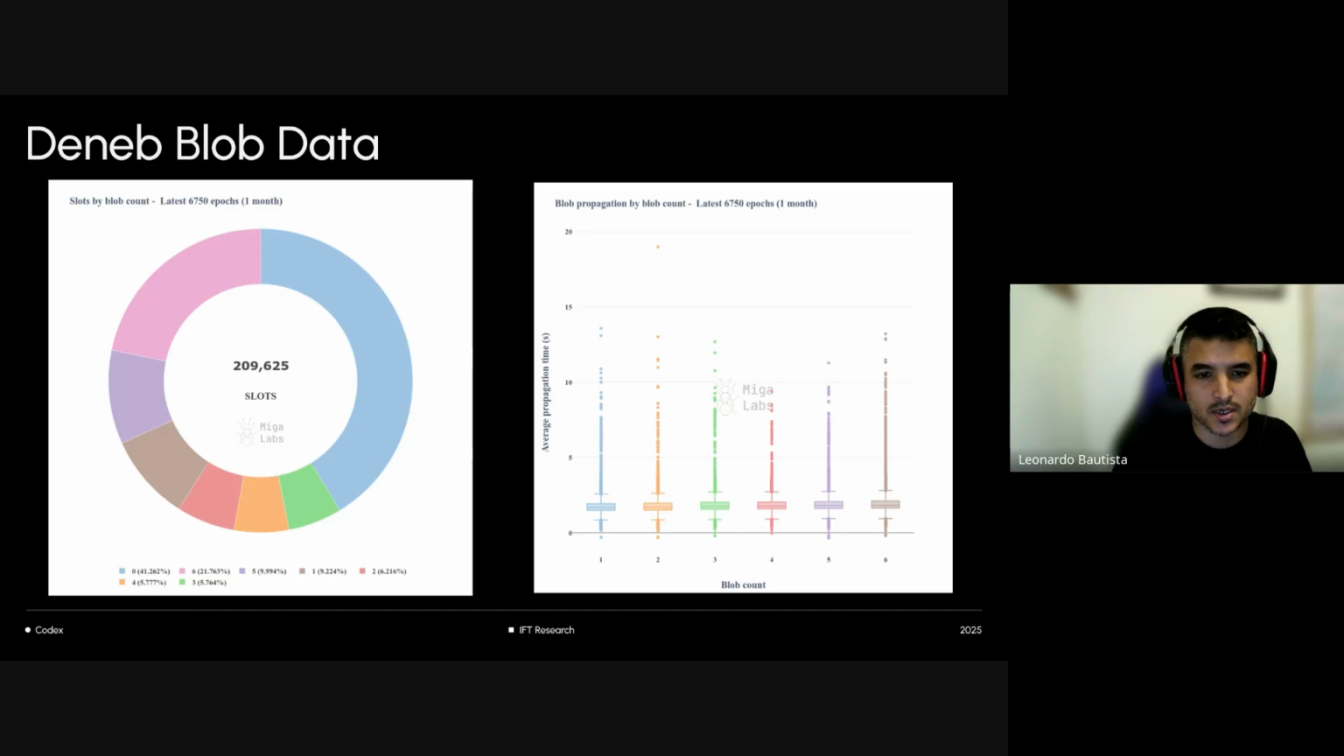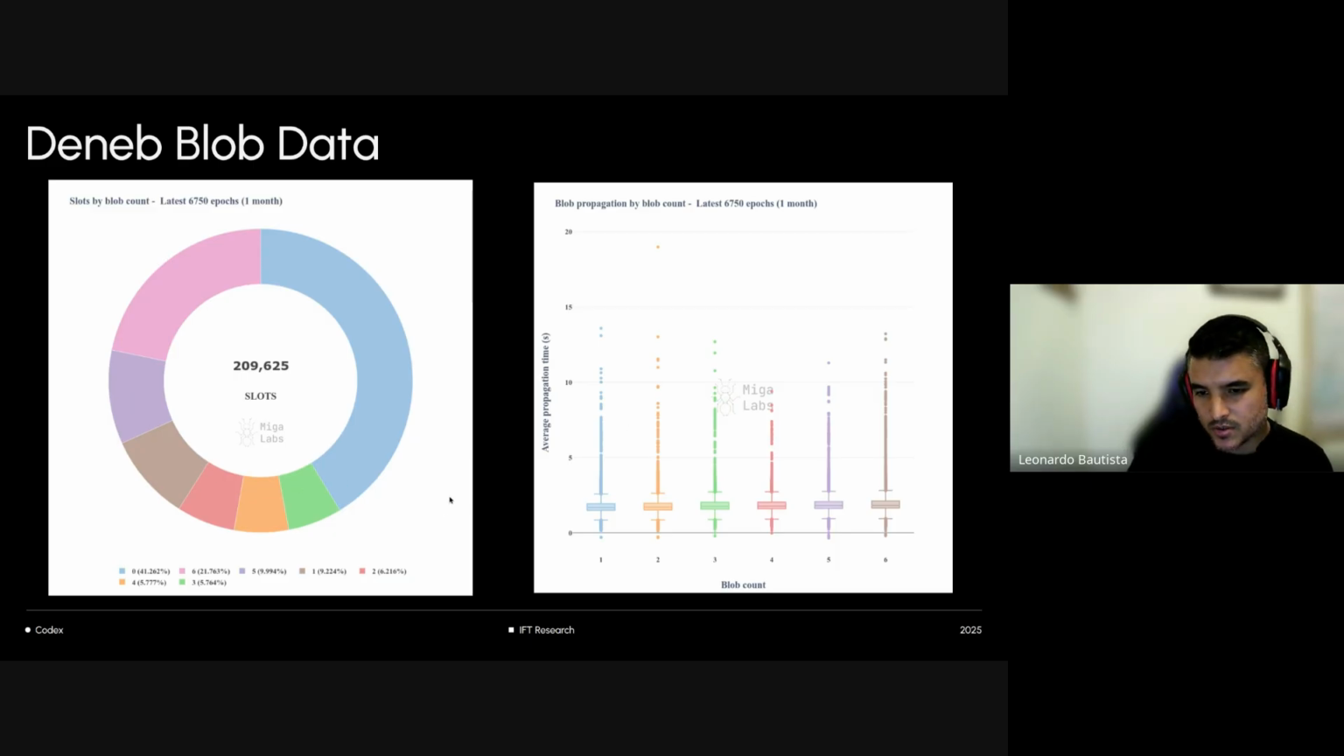Here are some figures that show how the blob data was working at the time of DEF CON last year in Bangkok. I took these figures from my presentation at DEF CON. You see more or less the distribution of how many blobs are used per block. At the time, you could only have a maximum of 6 blobs per block, which is the pink part that you see here. So about 21% of the blocks had 6 blobs. About 41% had no blobs, and then you see the distribution of the others.